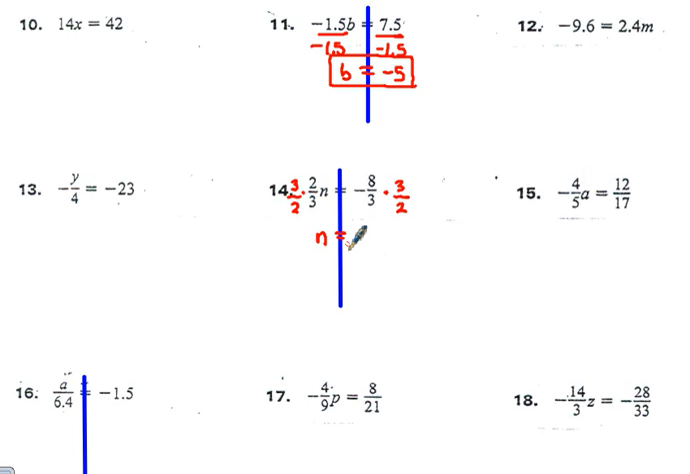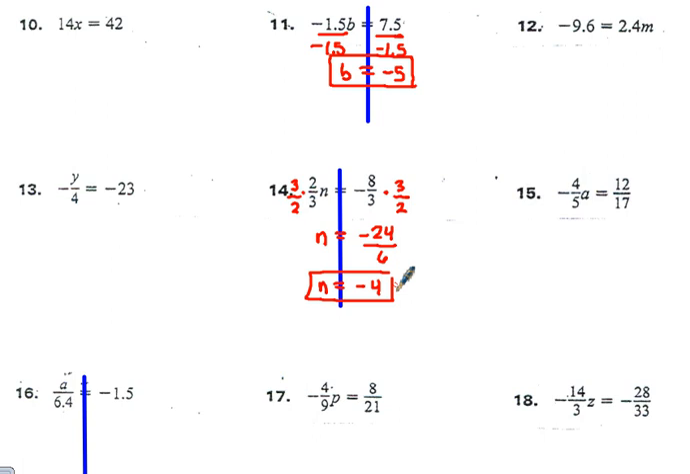I'm going to go ahead and just multiply straight across. Negative 8 times 3 is a negative 24. 3 times 2 is going to give me 6. And then I'm going to finish that by simplifying negative 24 over 6 to a negative 4. So remember, to eliminate fractions being multiplied by a variable, multiply by its reciprocal.